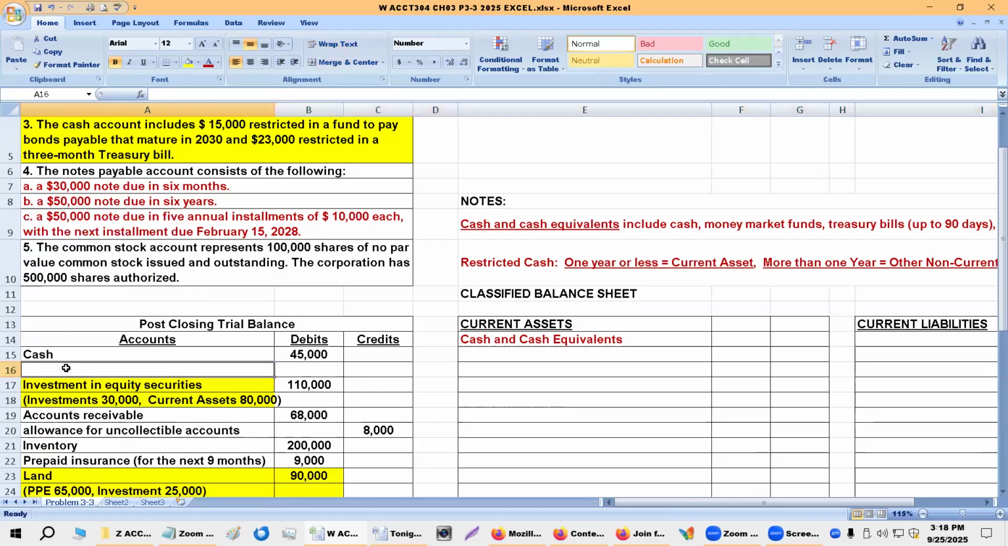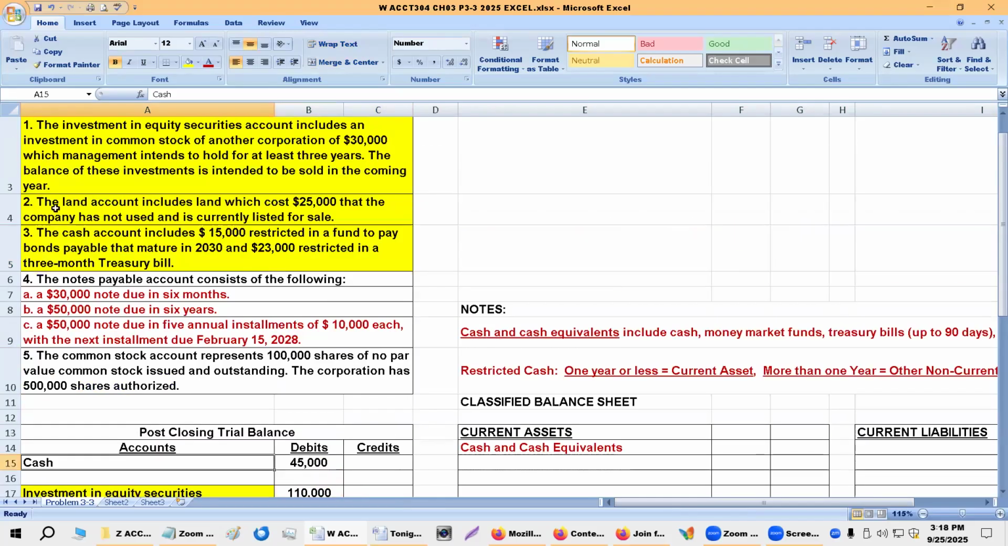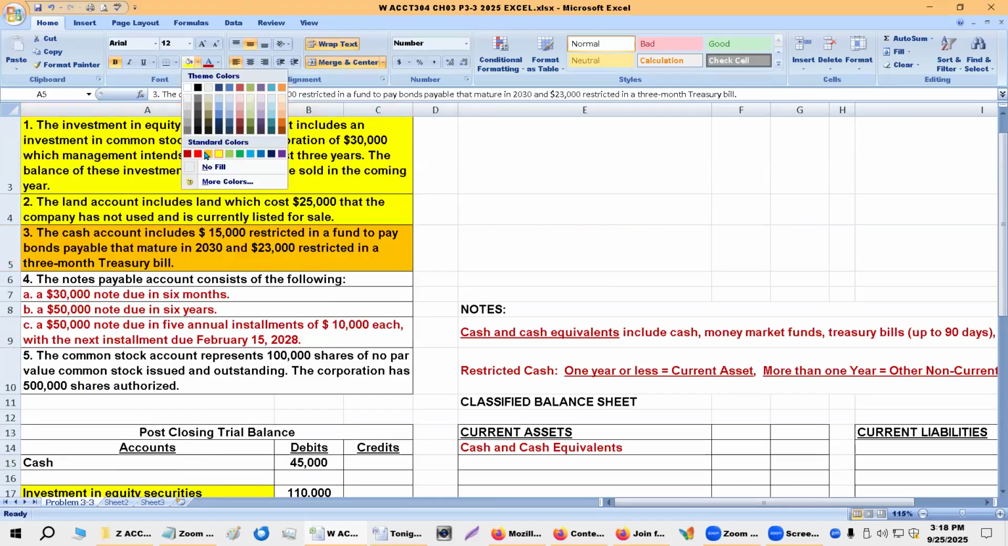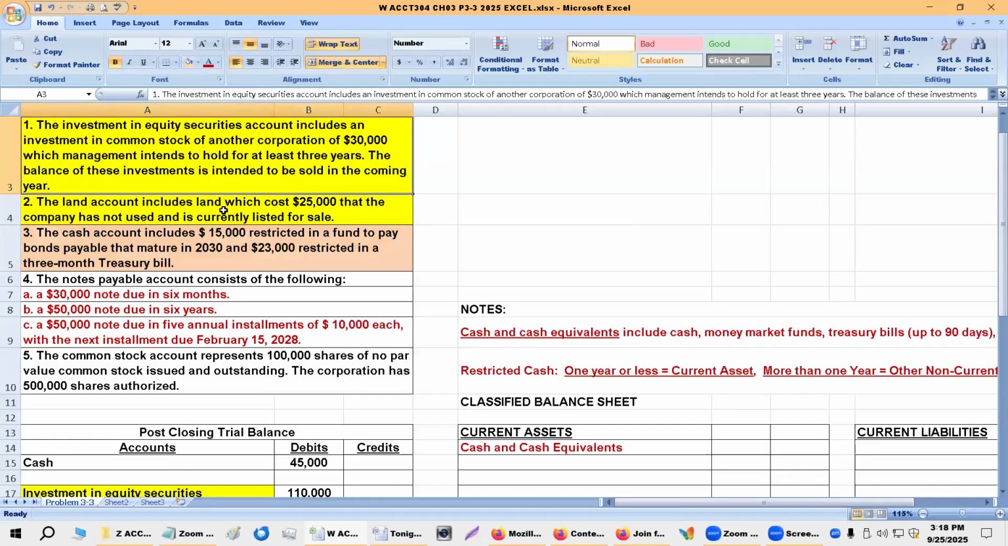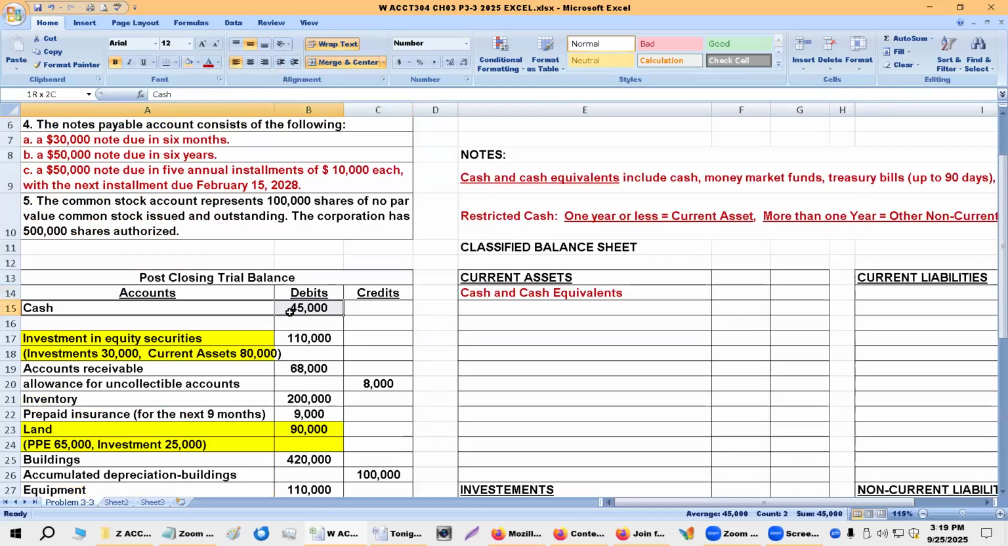So there's actually two things that come out of here. Well, three things really. I'll make this one for color because this is confusing. Okay, cash.